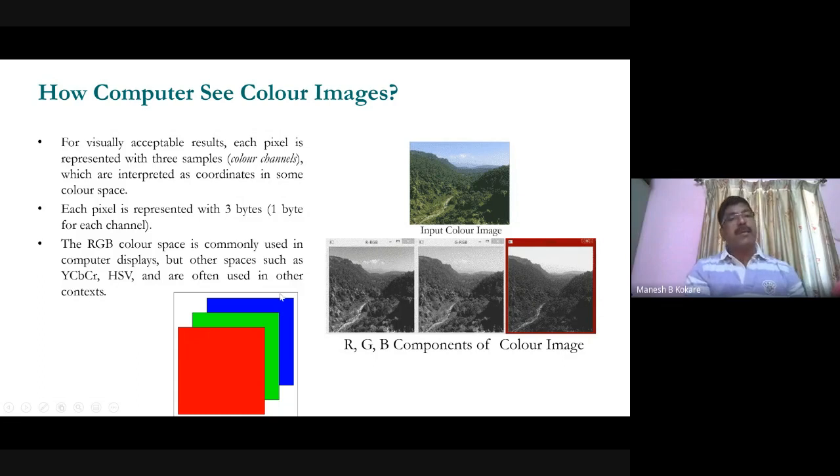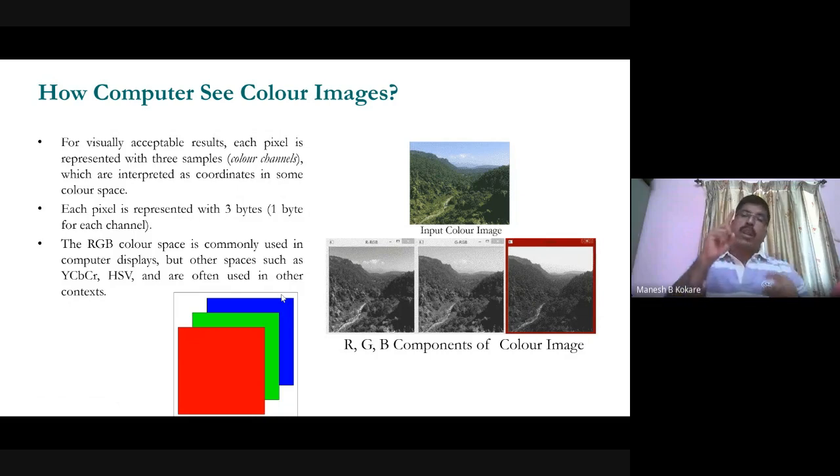So definitely the memory required will be more. Suppose the same size of image is there, m by n, but now 1 byte of memory per pixel is required for the R channel, another 1 byte of memory is required for the green channel, and for the third channel, that is the blue channel, also 1 byte of memory is required.